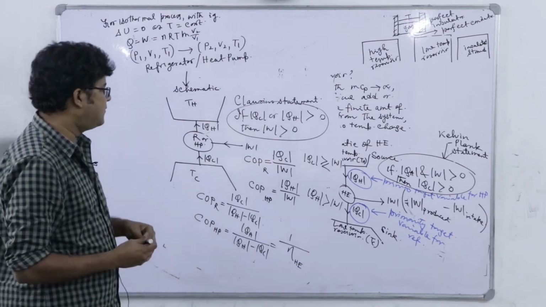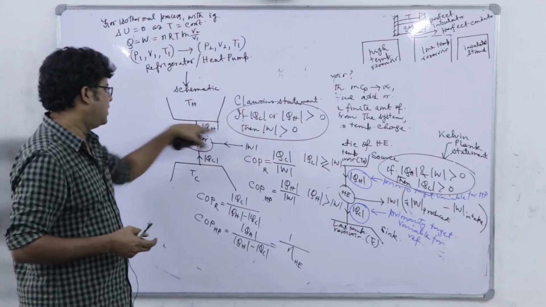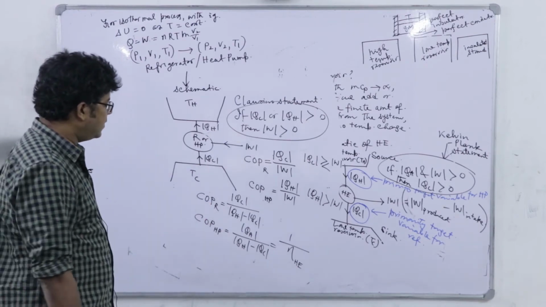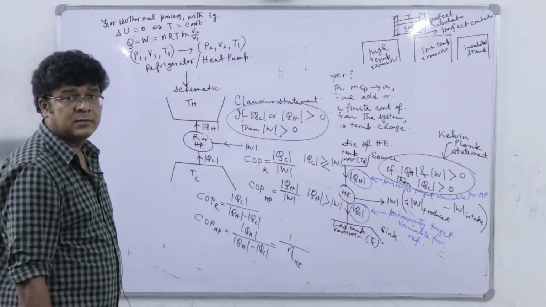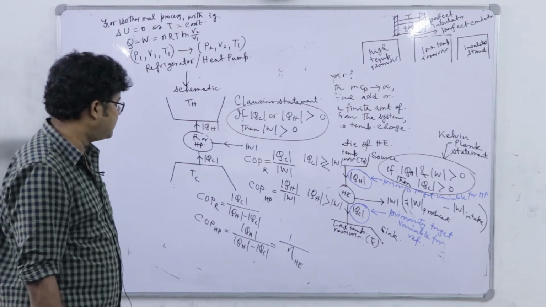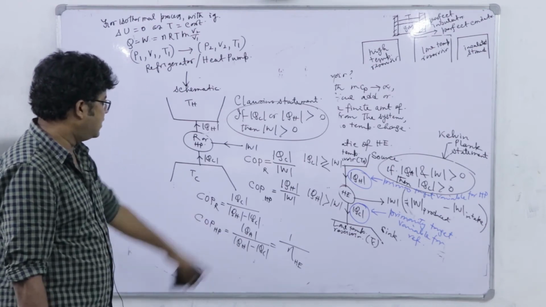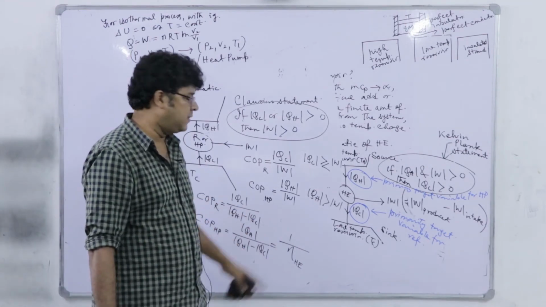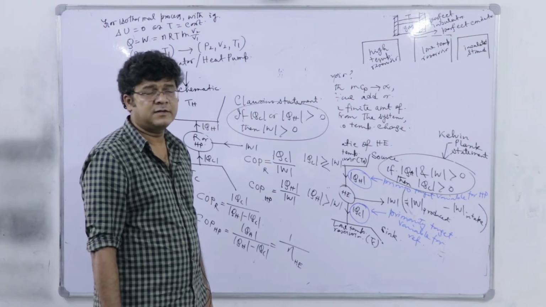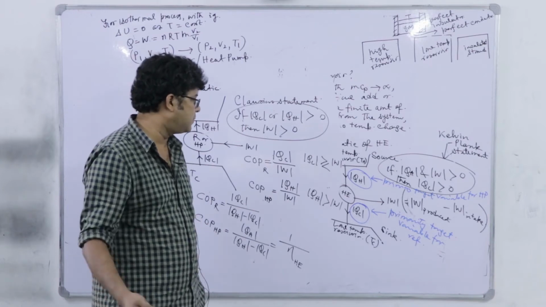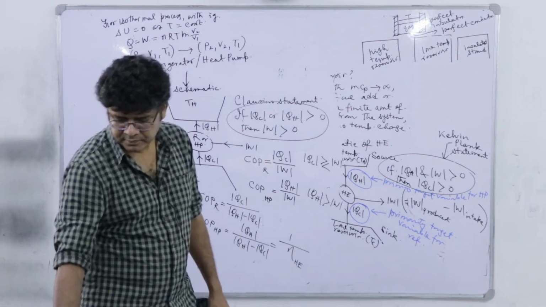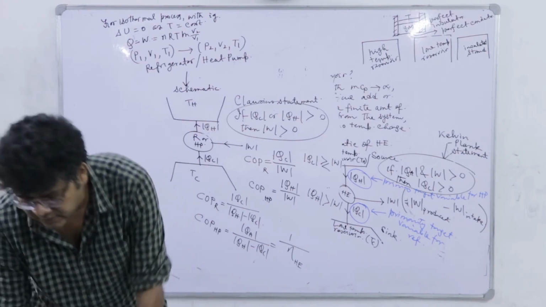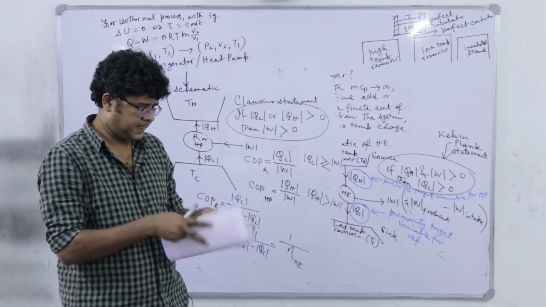Because for heat engines, if we just revert the arrows, it becomes a heat engine, and for the heat engine the efficiency will be 1 minus mod QC by mod QH, that we have justified and proved. So, here the equivalent heat pump will have the coefficient of performance which is the inverse of the efficiency of the corresponding heat engine. So, that is the basic idea of heat engine and refrigerator.